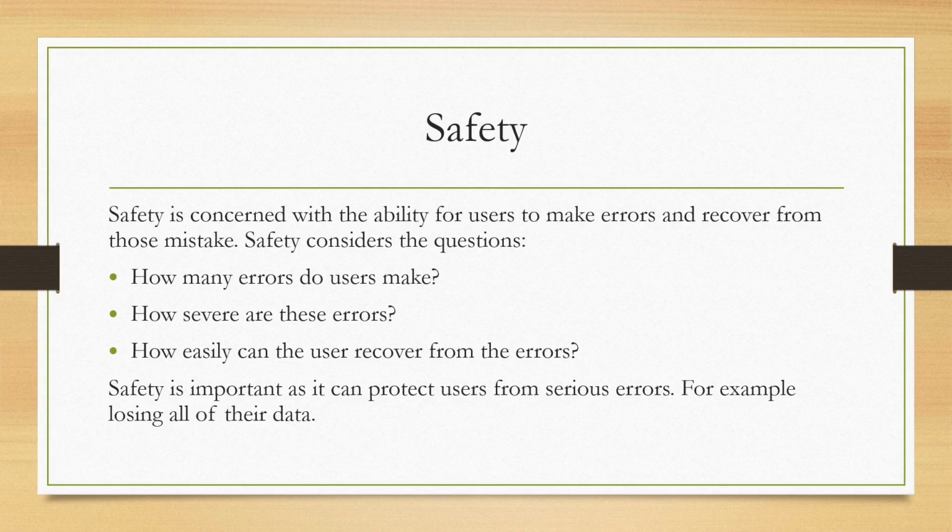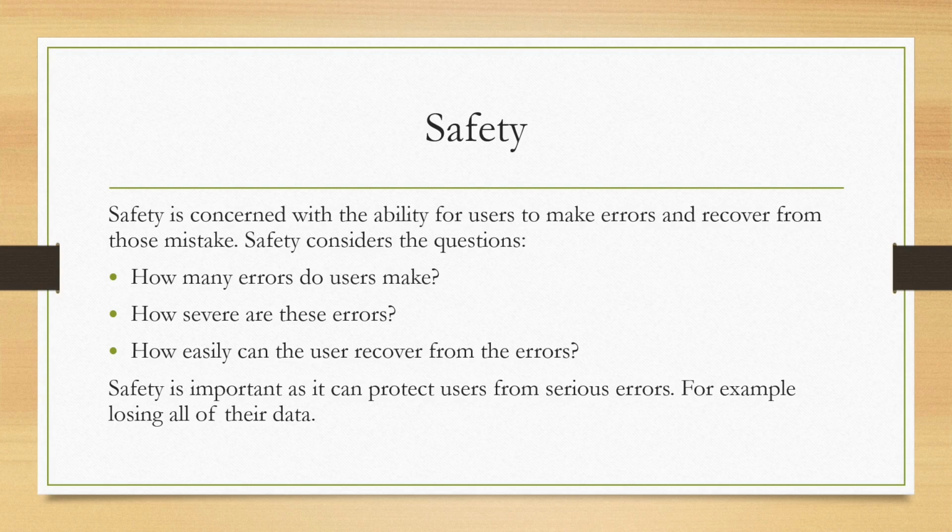Safety considers the questions: how do users actually make mistakes or use our products incorrectly or inappropriately? How bad are the mistakes that they make? Do they crash the entire application? Does it have no real effect if they hit the wrong button? And finally, how easily can they recover from those errors? If a user hits delete and they didn't mean to, can they undelete and recover their information? Or is hitting the delete button at the wrong time a terminal error, forcing them to completely start over again?